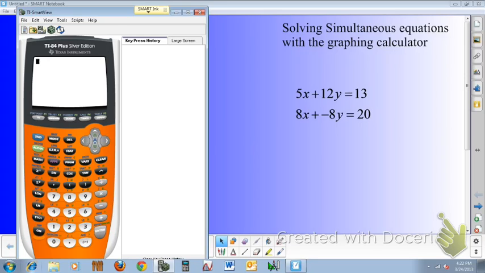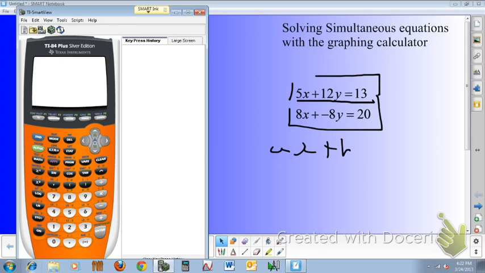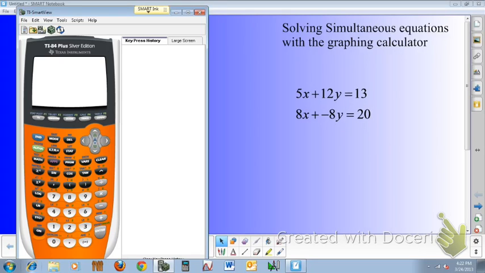So we can use a matrix function on a TI to solve simultaneous equations, which means we don't have to rearrange, as long as the equations are in this form, which is basically you have x and y and equals something. So as long as both equations are in ax plus by equals c form, then you can use the matrix, and you just have to make sure that it's in that form. Okay? So we're going to do that.